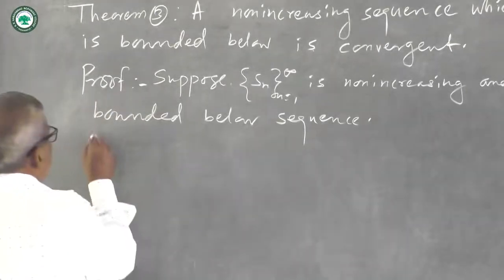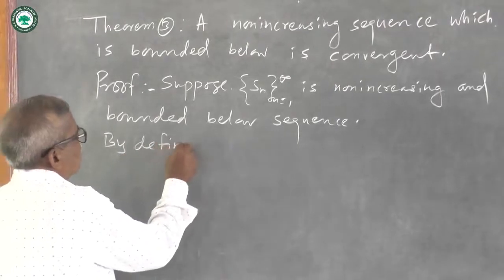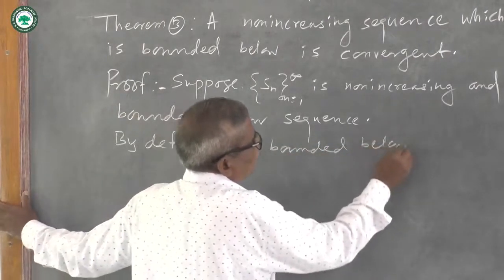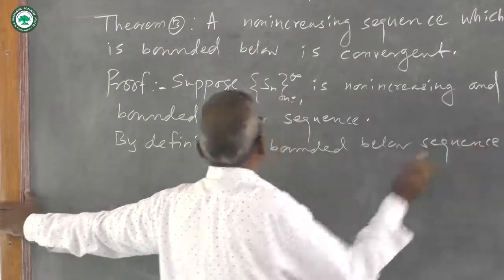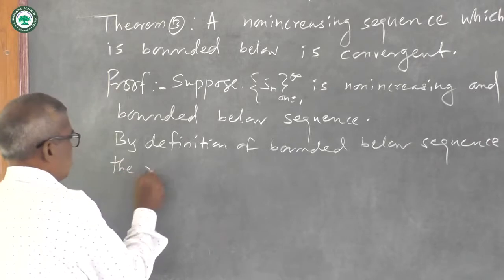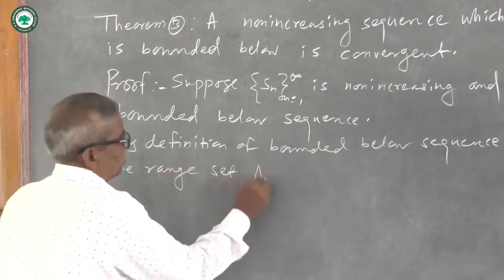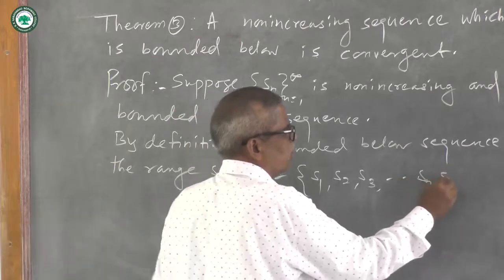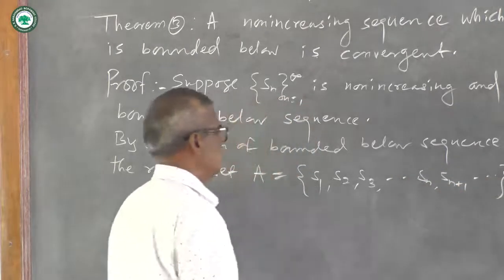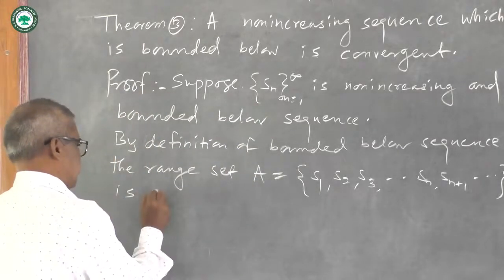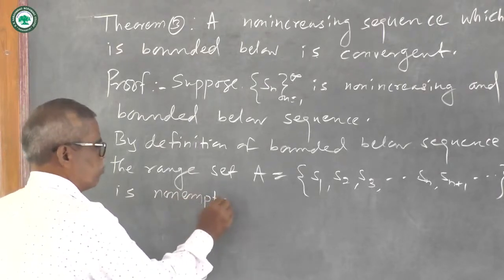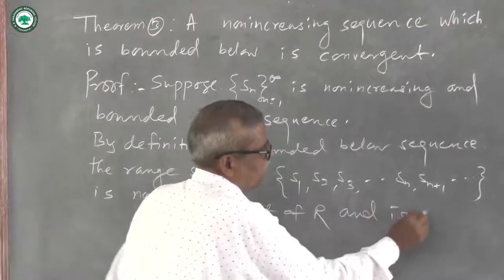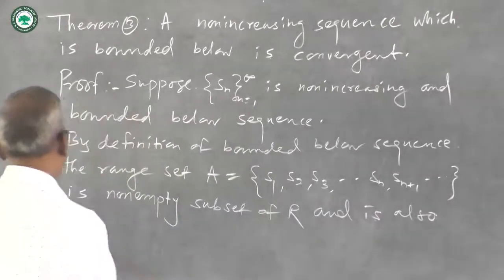Therefore, by definition of bounded below sequence, the range set capital A is equal to S1, S2, S3 and so on, Sn plus 1 and so on, is a non-empty subset of capital R, and is also bounded below.